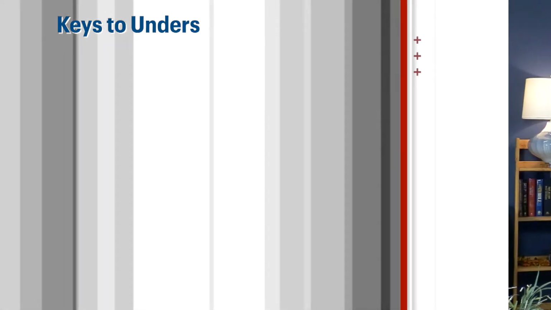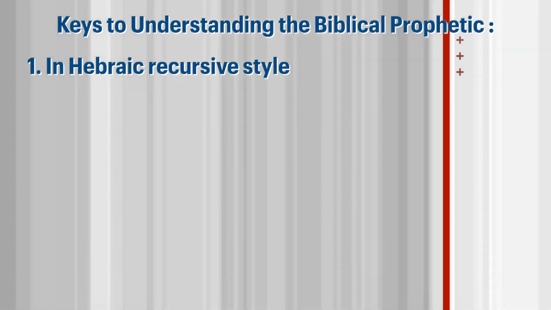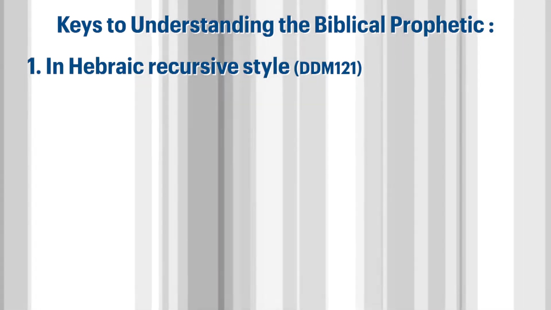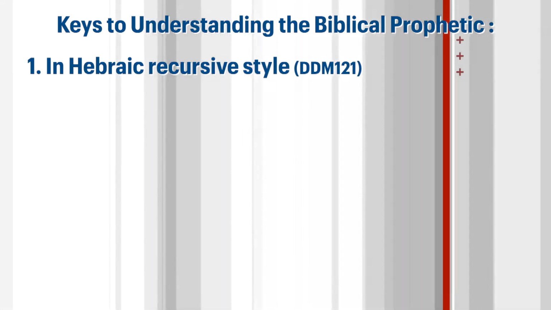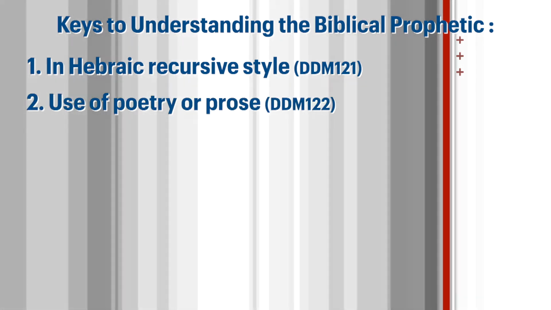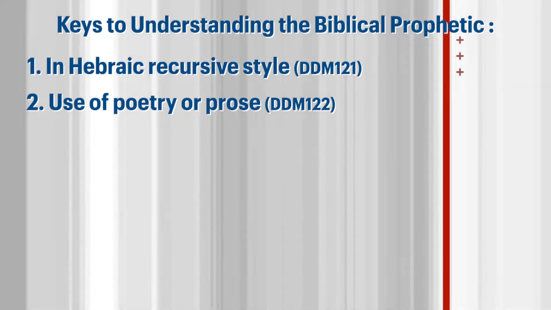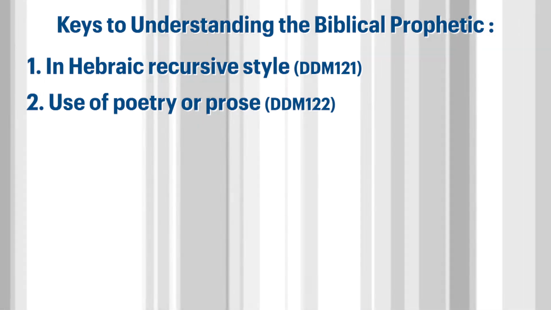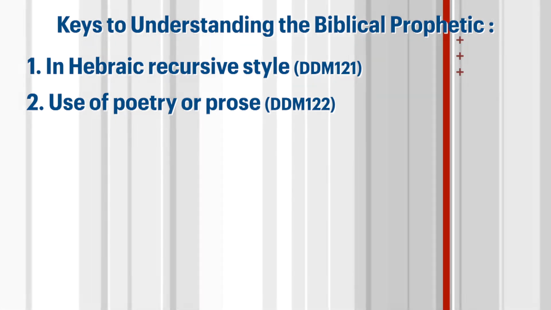Now, we've been learning how to read the Old Testament prophets and along with them the book of Revelation, because Revelation is the one New Testament prophetical book. So far, we've given you 7 keys that unlock the meaning of the prophetical books of the Old Testament. The first is Hebraic writing style, which is recursive or repetitious. We saw that in Digging Deeper number 121. The genre of literature used, and we covered 2: poetry, which is symbolic, and prose, which is plain speech. That is in Digging Deeper number 122.